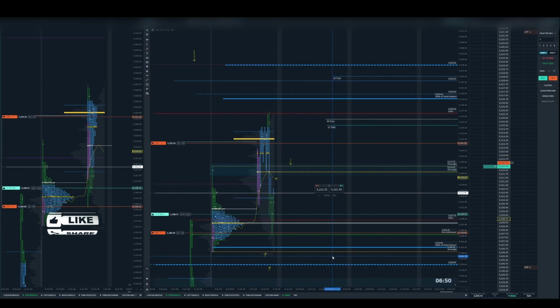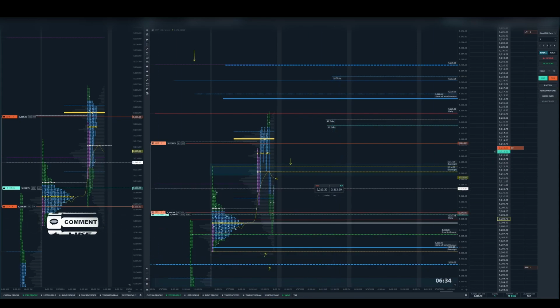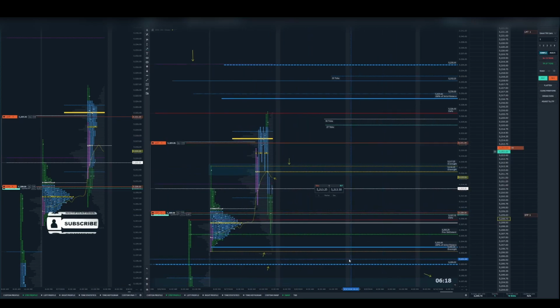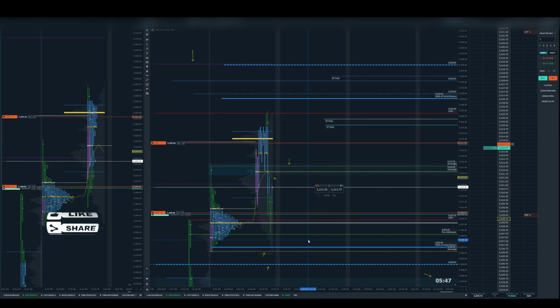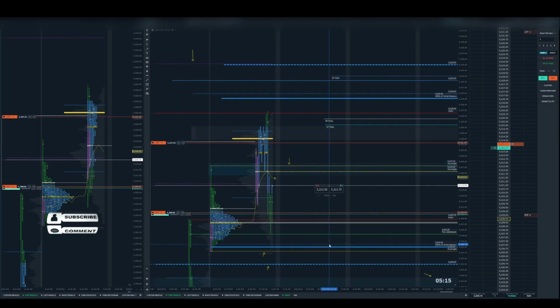So you can see how we come down and basically swept that overnight POC, and we come right off the settlement, which is that green line at the bottom of the K area there. There's just a lot of pressure to the upside.